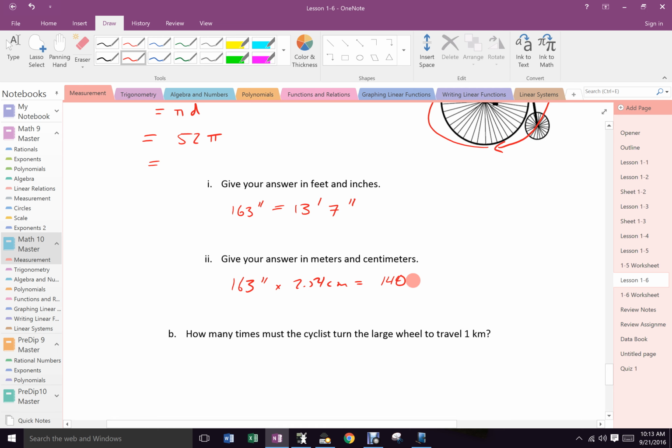Which gives 414 centimeters, which is 4 meters and 14 centimeters. Yeah?